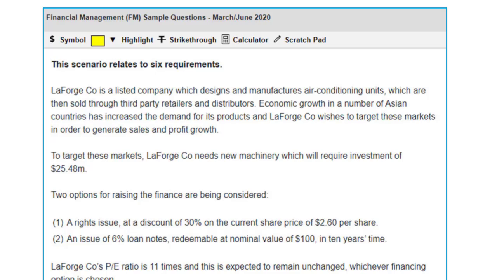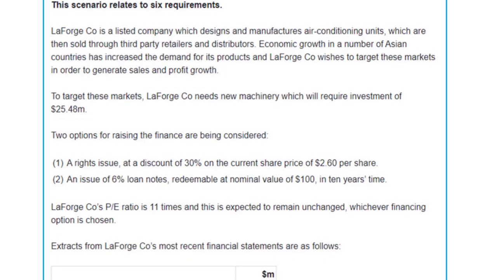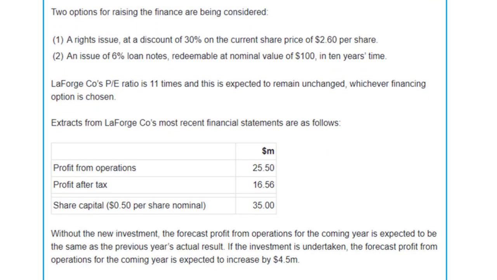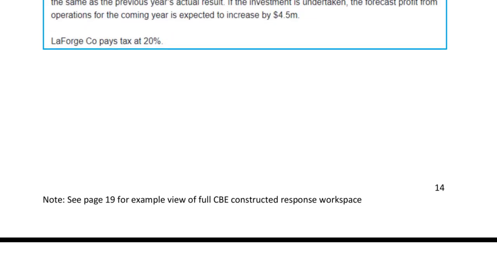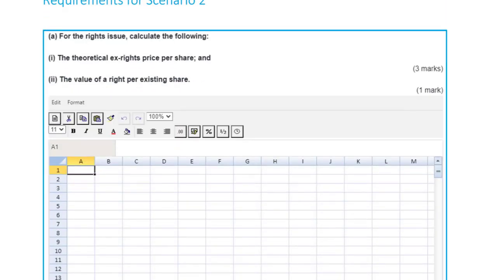Here's Question 4, downloaded from the ACCA website. In the grand scheme of things, this is not the most difficult looking FM question I've ever seen. We're going to do these two numerical requirements. The verb is calculate. We'll do that in a spreadsheet that they give to us. No need to make a comment. We're going to calculate the theoretical ex-rights share price, also known as TERP, and then take the answer from that and get the value of the right per existing share. That's for 4 marks.